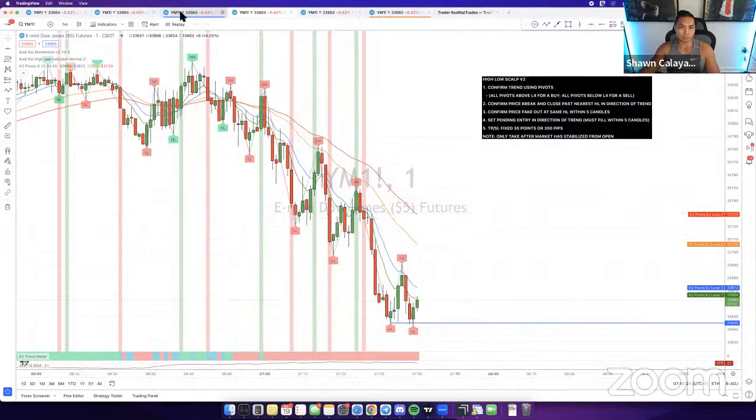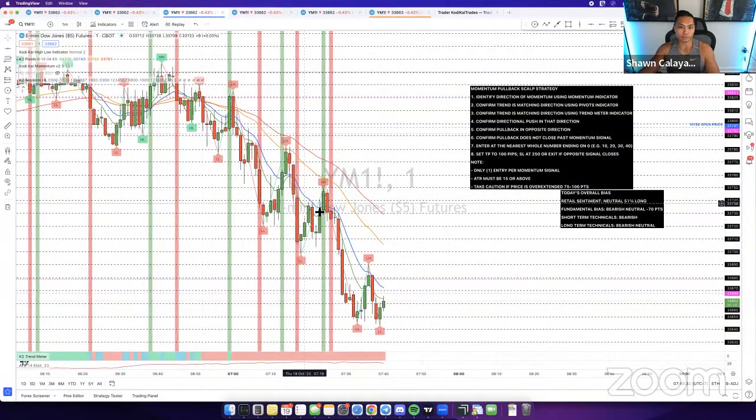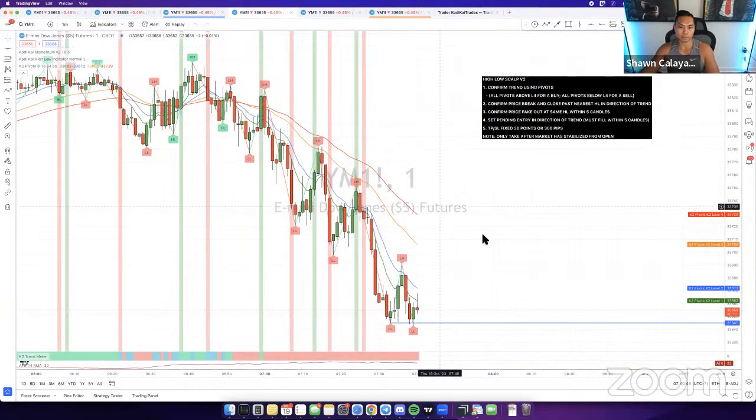Looking at the charts right now, guys, there's nothing for us to take here at the moment. In order for us to have something here for a momentum pullback scalp, we need to have another sell signal. The sell signal has been used already. So we need price to retrace up, come back down, and provide us opportunity for entry. So there's no momentum pullback scalps right now.